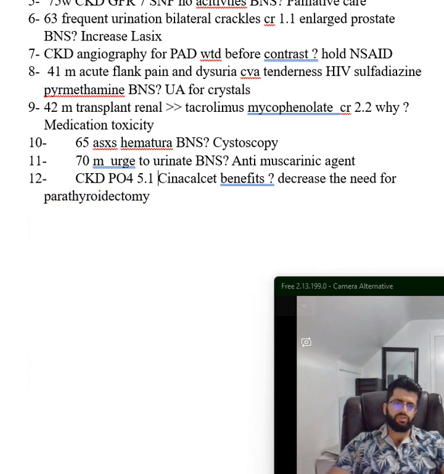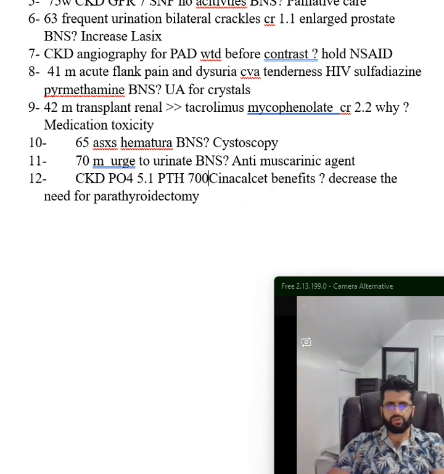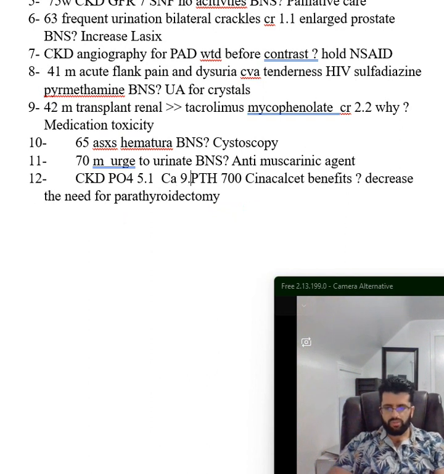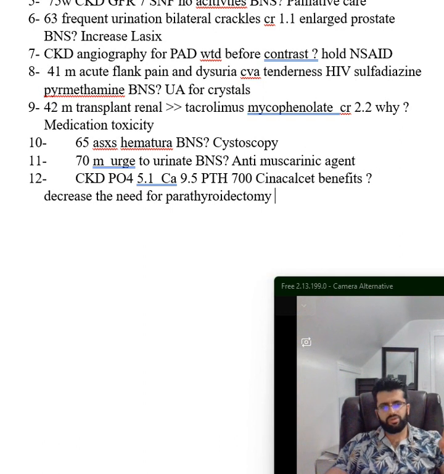So in this case, usually the patient, you see the parathyroid hormone is like 700. Parathyroid hormone is high, phosphate is high, and calcium would be high as well. It's like 9.5. There is a fine balance. The way you give cinacalcet is to trick the parathyroid, because the calcium and phosphate present in the system are not enough to suppress the parathyroid hormone.